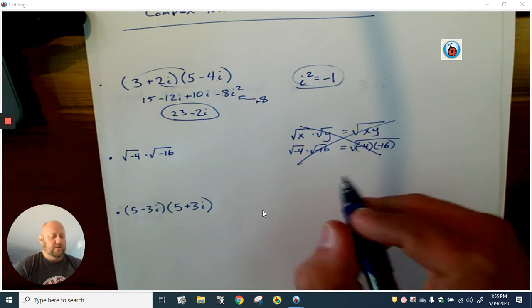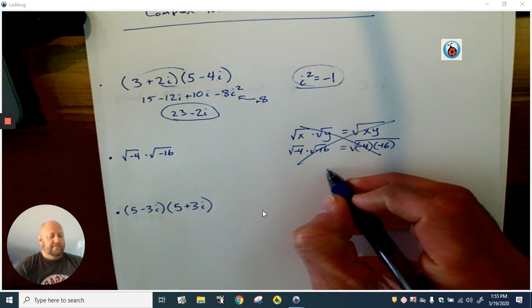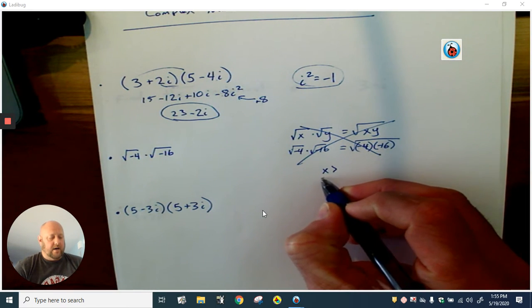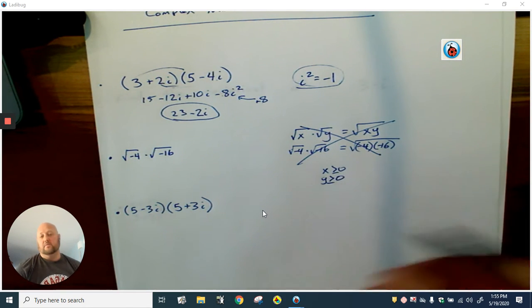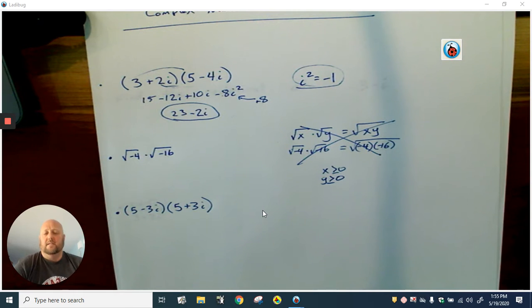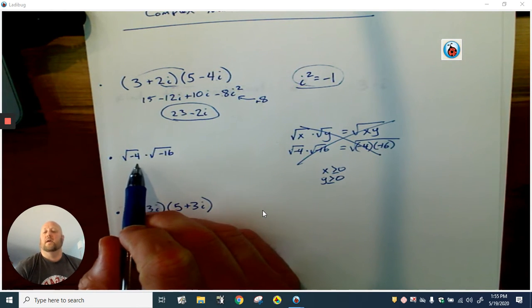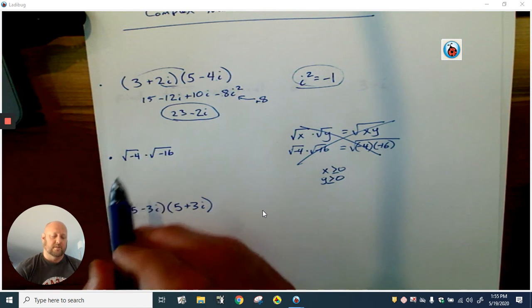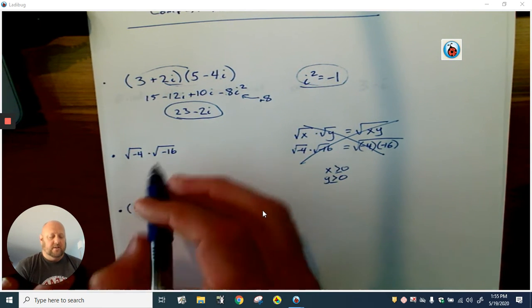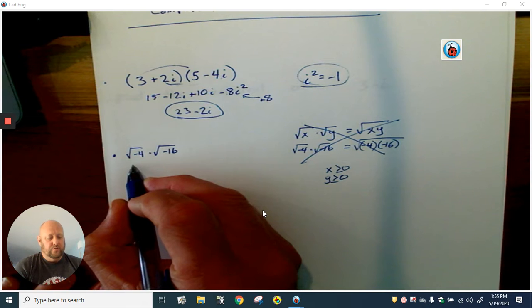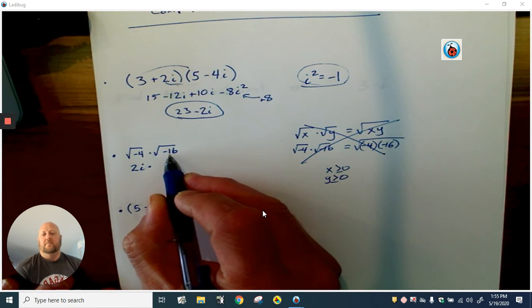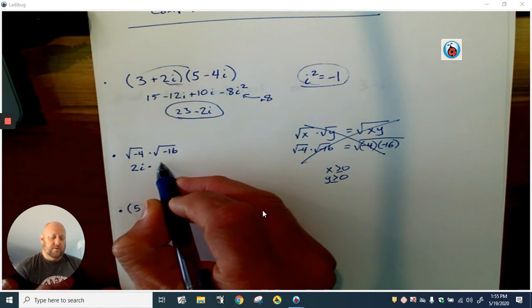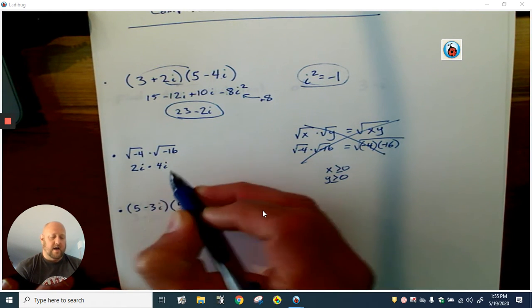That rule actually only applies if x and y are greater than or equal to 0, right? So if it's less than 0, that rule actually doesn't apply. So the way we actually have to treat this is we have to turn these into imaginary numbers. So this is actually going to equal, the square root of 4 is 2, so that's going to be 2i. And then we have to simplify this, which would be the square root of 16 is 4i.